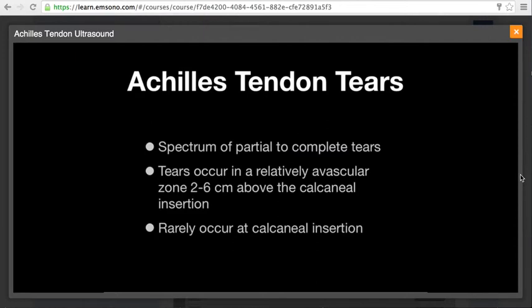Injuries to the Achilles tendon range from partial to complete tears. These tears normally are going to occur in the relatively avascular zone 2 to 6 centimeters above the calcaneal insertion. Rarely do they occur at the calcaneal insertion, which is where most people would suspect that these injuries occur.